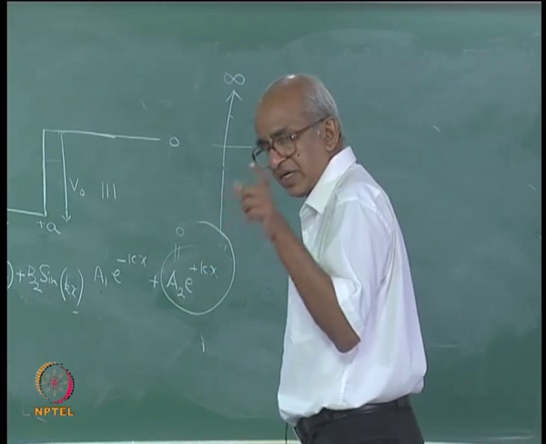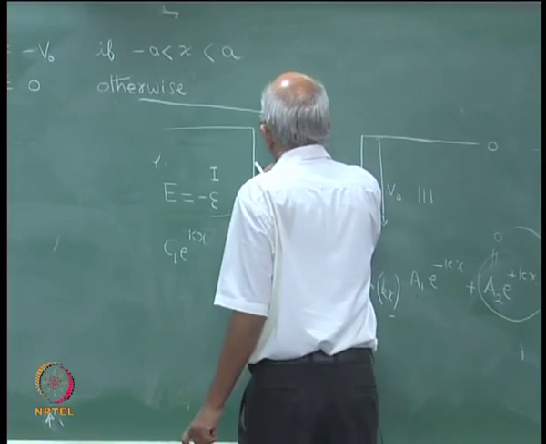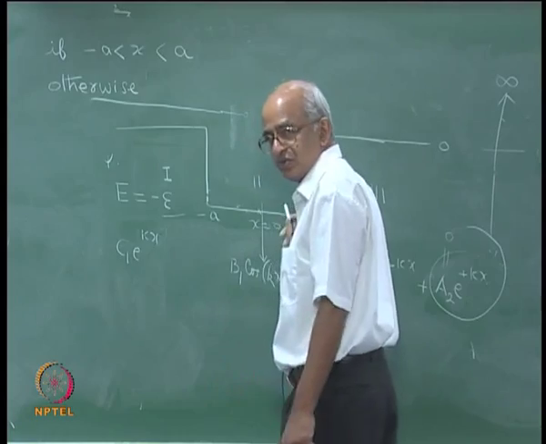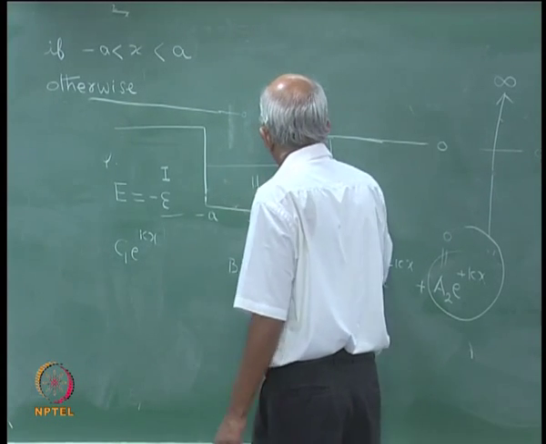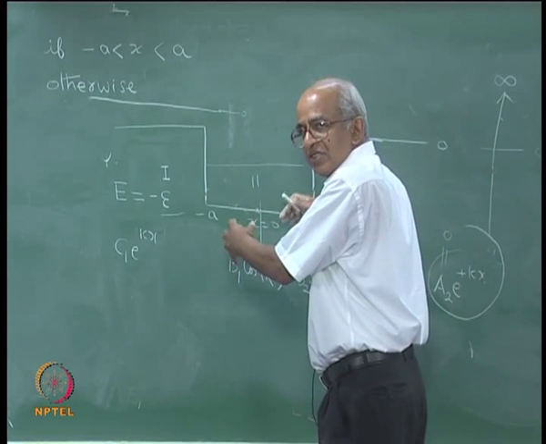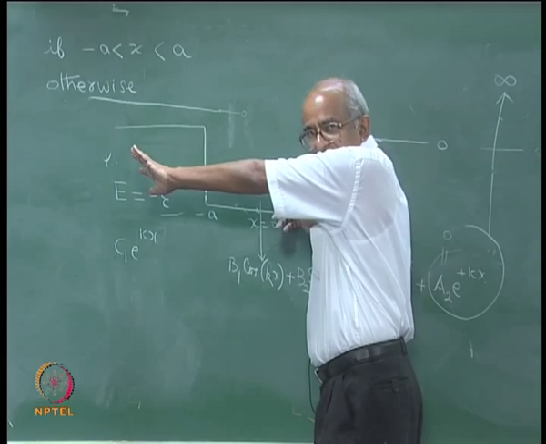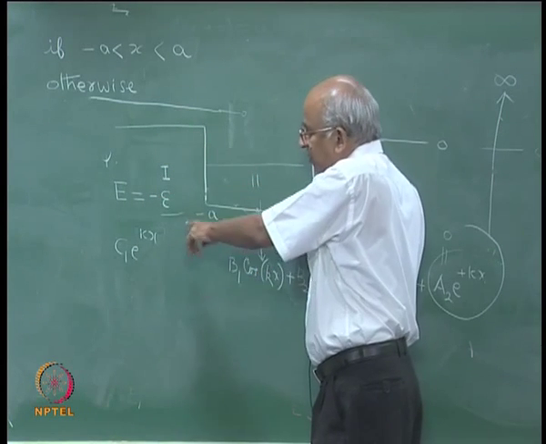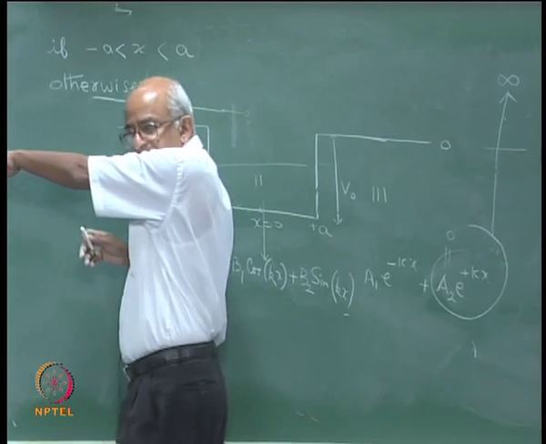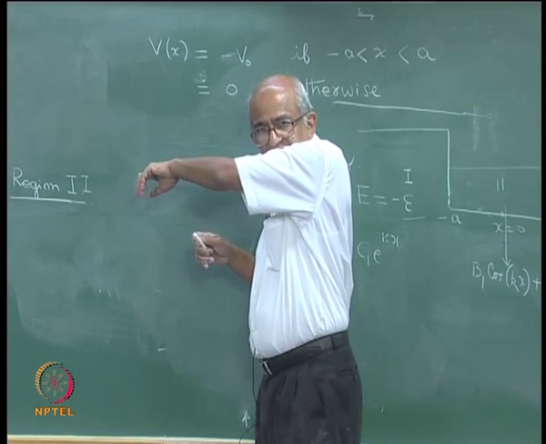Now, you have to be very clear as to why this is done. See, I am saying that the total energy of the particle is less than 0. So, therefore, what do I expect? I expect that the particle will be trapped within this potential well. It has no possibility of going away, and therefore, the probability of finding it at a large distance has to be vanishingly small. That is what we are doing.